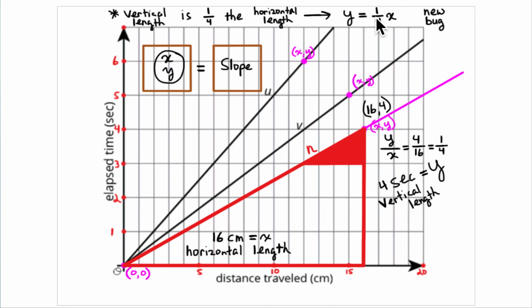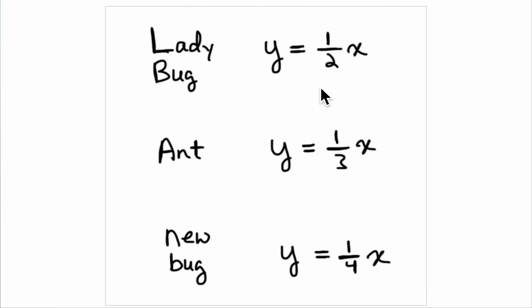And notice that this slope right here is 1/2 the slope of the ladybug, because the new bug is moving twice as fast. So its time is 1/4 the amount of distance, whereas the ladybug's time is 1/2 the distance. So the new bug is moving faster. That's going to take a little while to think about that one. All right, so now we're getting into writing equations from these representations.